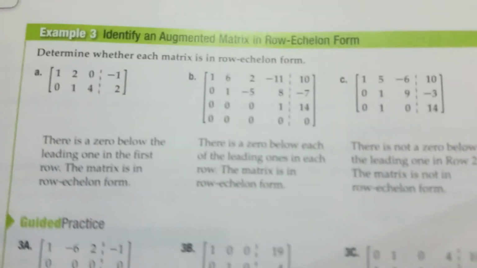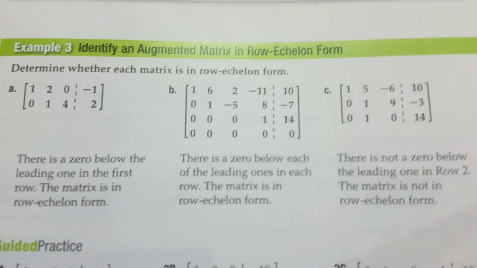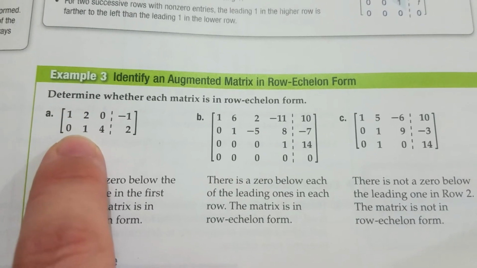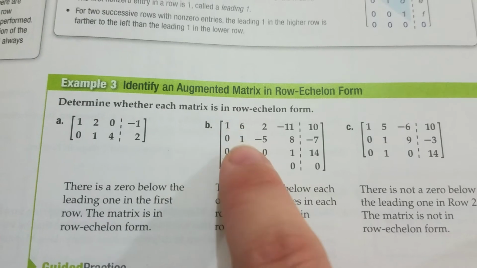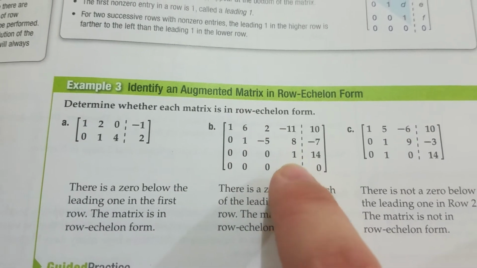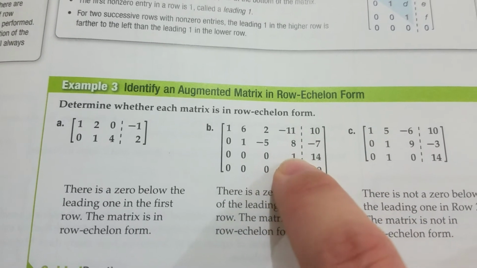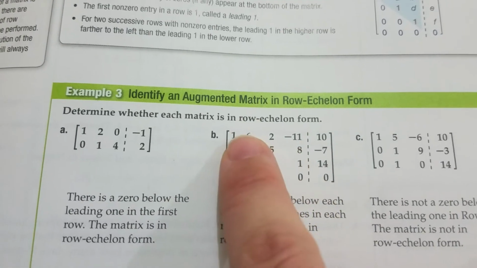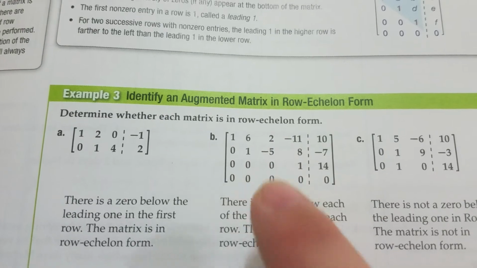I'm just going to show you this example here. Determine whether it's in row echelon form. The answer here is yes. Each row starts with a 1, so that one's fine. In this one, each row starts with a 1 and all zeros are at the bottom. Remember, the 1 in the row above has to be further to the left, and it is. So it doesn't matter that there isn't a row with a 1 here, that's okay.